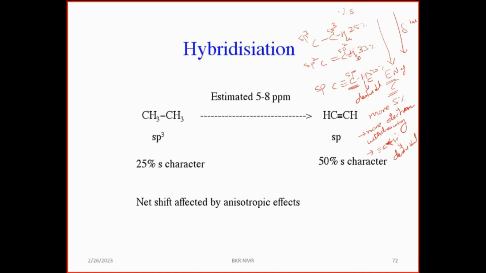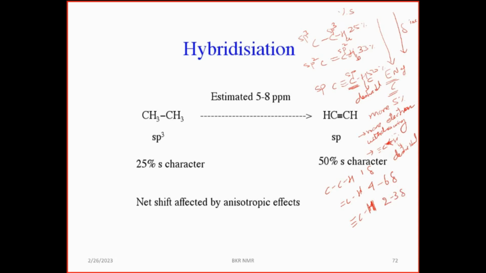So what I expect is that the delta value should increase. Normally, for alkane, alkene, alkyne, alkane is around 1 delta. Alkene comes around 4 to 6 delta. So what I expect for alkyne is above 6 delta. But alkyne comes at 2 to 3 delta.